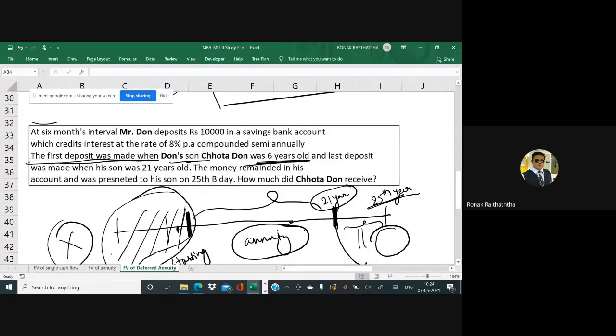The first deposit was made when Don's son Chota Don was 6 years old. So in the end of the 6th year, there is a second 6-month period. So, sir, it will be like ending of the fifth year and beginning of the sixth year. You may take it as a 5th year. Then what will happen? Let's go with the completed year terminology. Otherwise, people will get confused.